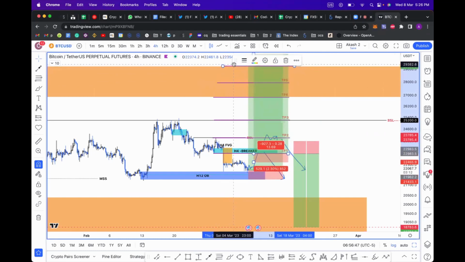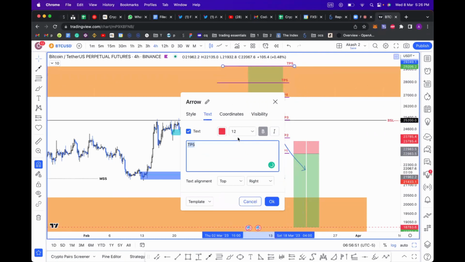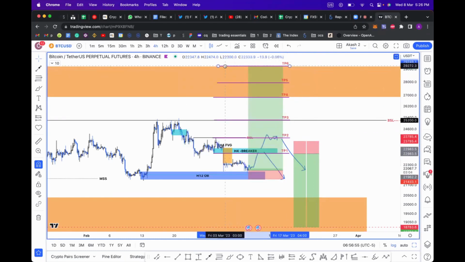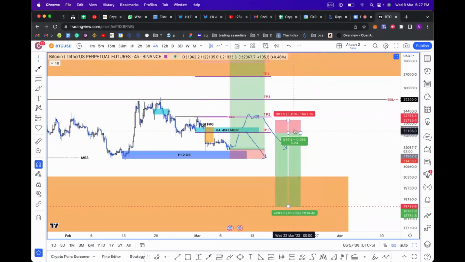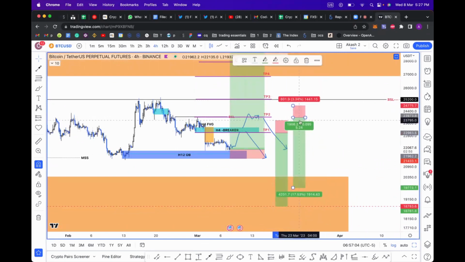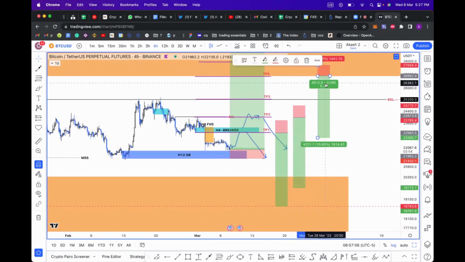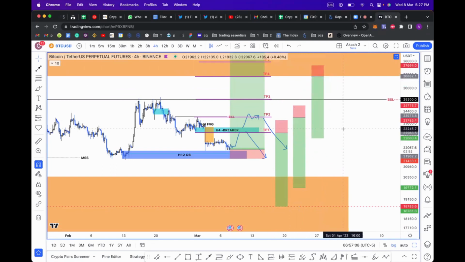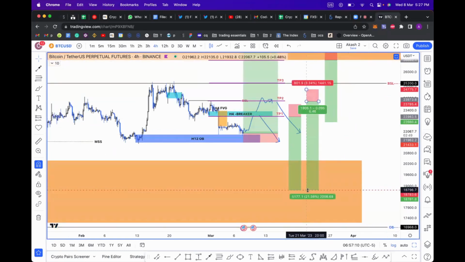This is how I would like to rationalize what I'm looking at. This would be the last one, TP6. We have a couple of things here. This is ideal. So we can either open a short position here, or we could open one over here. These are amazing places to short Bitcoin.